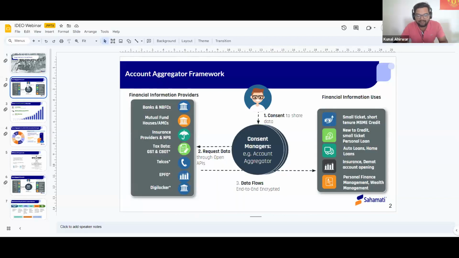So I'm assuming everyone here is familiar with the account aggregator framework. But just to give a little bit of context, we have FIPs, FIUs, and consent managers, which are the account aggregators sitting in between the two. The role of the consent manager is to facilitate the taking of consent from the customer and allowing the FIU to access the data from the FIP in a consented manner.